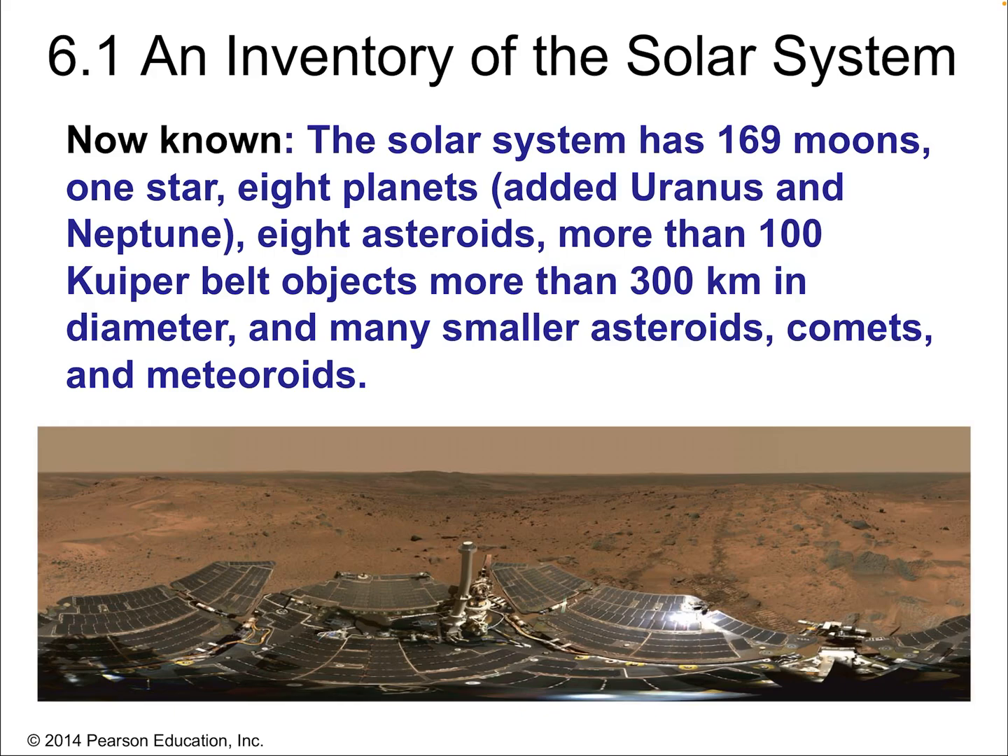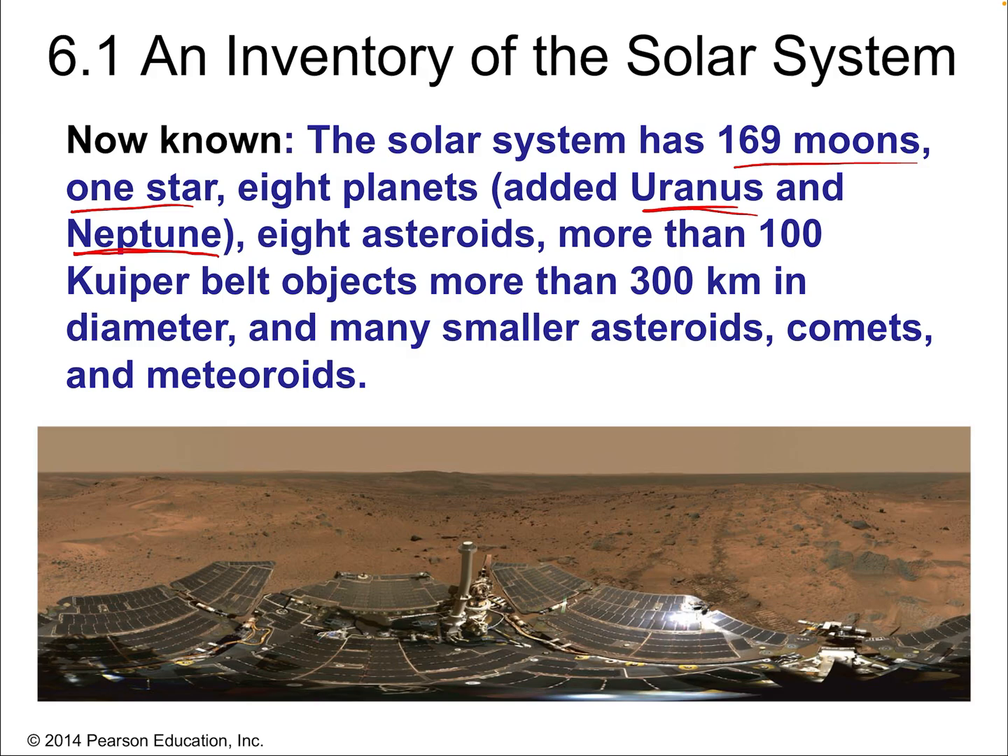So now what do we know? Well, now we know that the solar system has more than 169 moons. One star, our sun, which is a pretty normal star, and 8 planets. Ancient astronomers had no idea that Uranus or Neptune existed. Now, Uranus is just barely not visible with the naked eye. You need a very rudimentary telescope to discover it, so it would have been discovered early after the invention of telescopes. Neptune, on the other hand, is very difficult to see. It's very faint, so you need a high-powered telescope to see Neptune.